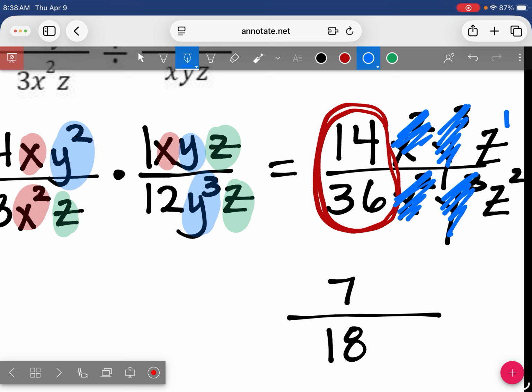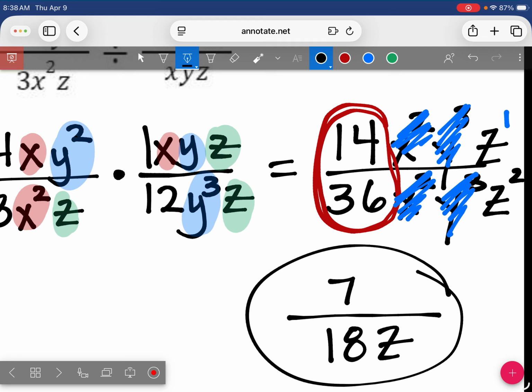I have 1 zebra upstairs, 2 zebras downstairs. When you subtract 2 minus 1, you get 1. And where do I put it? Do I put it with the 7 or do I put it with the 18? 18. And that would be your final answer. Any questions?